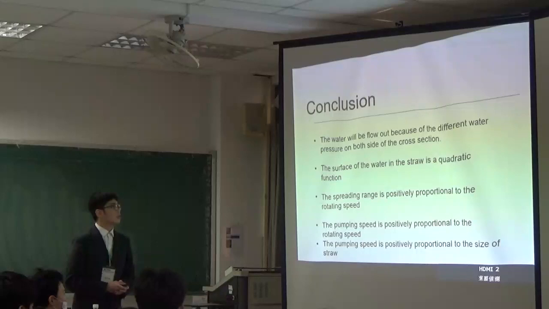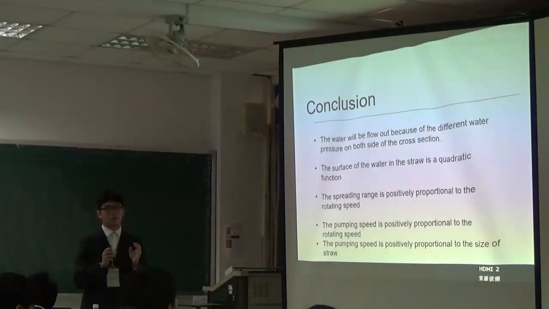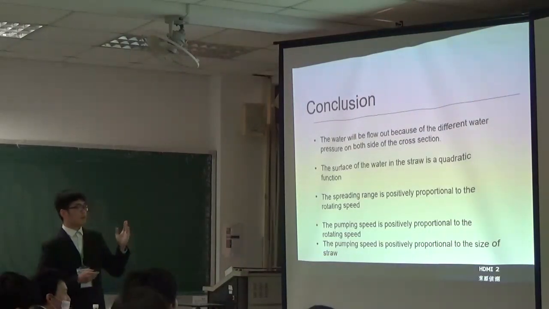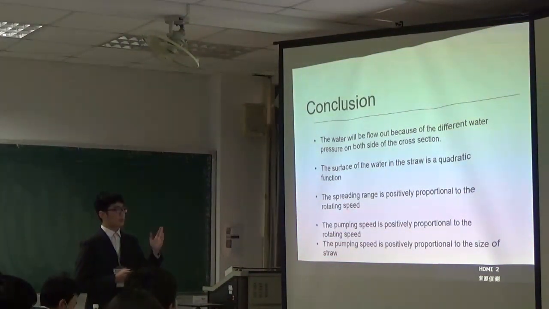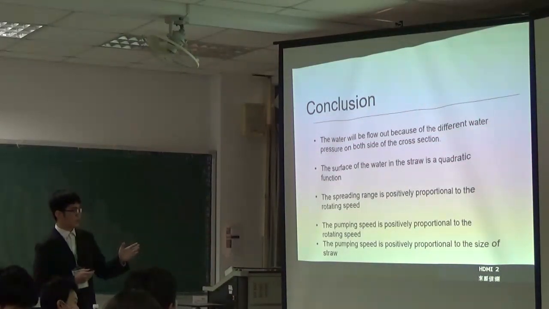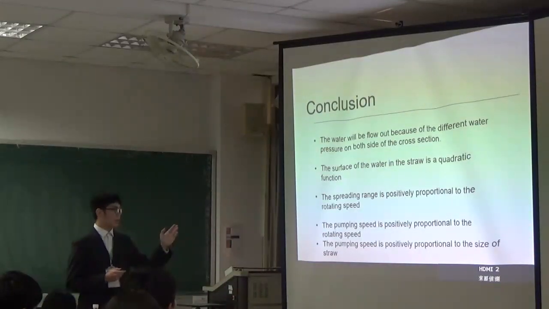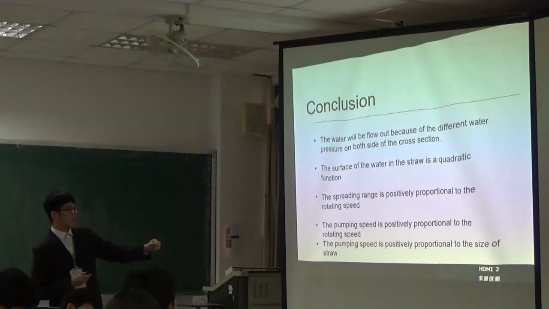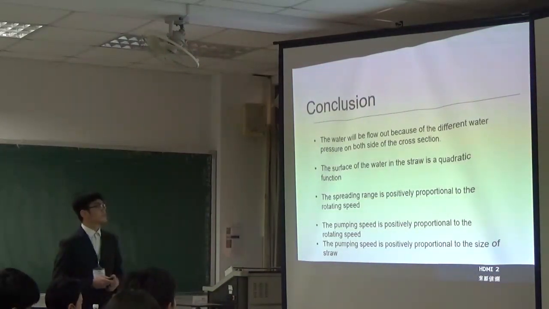And for the conclusion, the water will flow out because of the different water pressure on both sides of the cross section. And the surface of the water in the shore is a quadratic function. And the spreading range is positively proportional to the rotating speed. And the pumping speed is positively proportional to the rotating speed. And the pumping speed is positively proportional to the size of the shore.